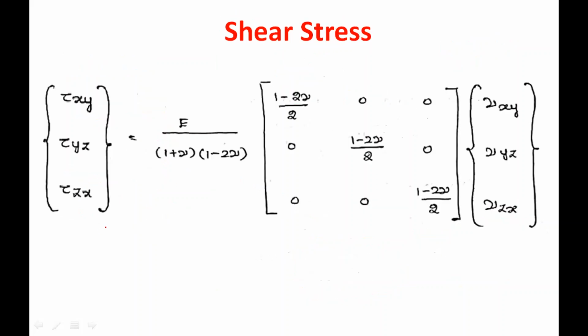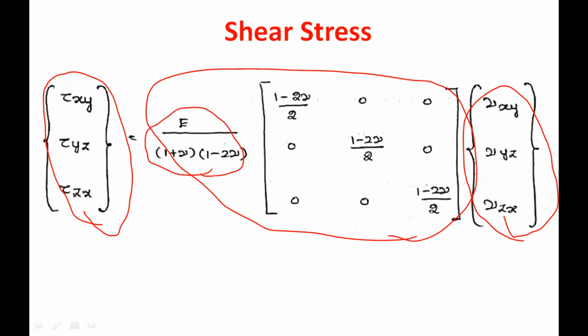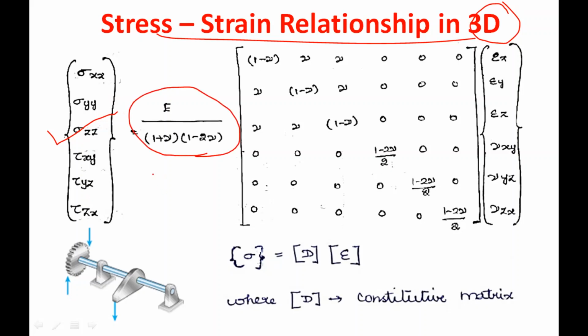So finally, we will get the relationship like this. These are the shear stress component, and this is the shear strain. This matrix relates the shear stress and the shear strain. To combine the normal stress and the shear stress, we are getting this common constant outside the matrix. So when you combine this normal stress and the shear stress component, we will get the stress strain relationship matrix in 3 dimension. So this is the 3 normal stress, 3 shear stress component in 3D, and now we are combining because both the matrix have same constant outside the matrix.